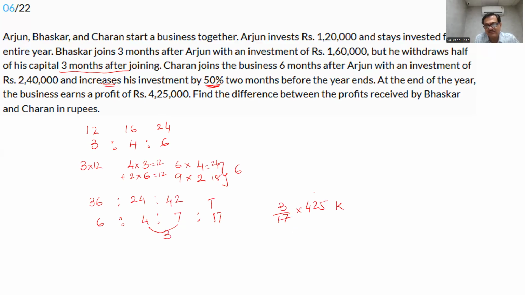Start cancelling. 17 twos are 34, 17 fives are 85. So we have a cancellation here. 3 into 25 is 75 and 1000. 75,000 is the answer. The difference in the profits of Bhaskar and Charan is rupees 75,000. That's the required answer.